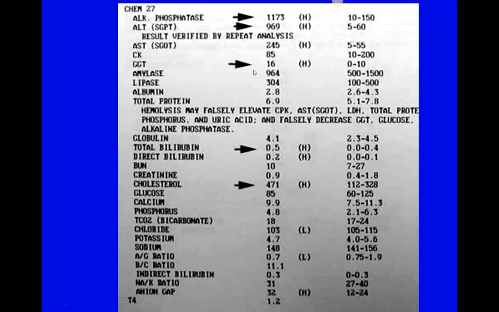GGT is not one that's liver specific. It could also be cardiac or renal tissue. So we know that the liver's involved. There might also be involvement with cardiac tissue, and that's why it might help to look at this CK. The one that's more cardiac specific is not elevated. So perhaps all of these are due to liver involvement.